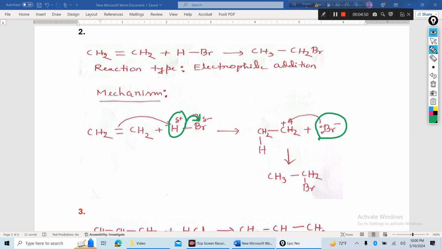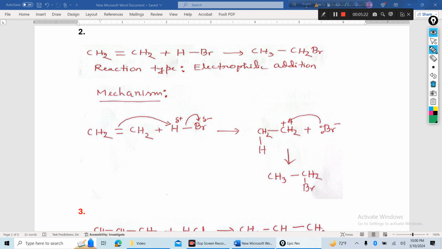So ethene gives its pi electrons to hydrogen, and this hydrogen is added to this carbon. This carbon will become positive, and you see this carbon has become positive. Now the bromide ion gives its lone pair of electrons to the positive carbon. It forms ethyl bromide or bromoethane.